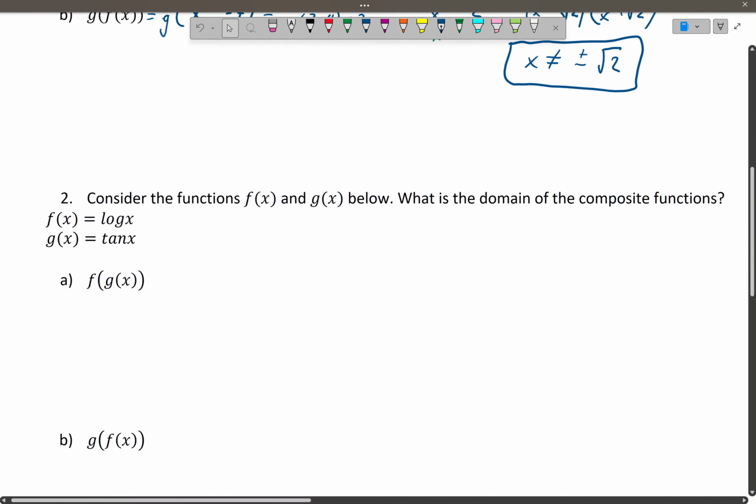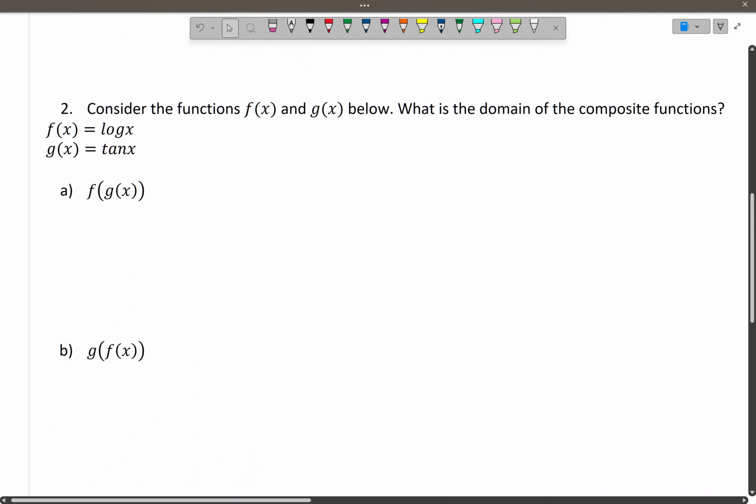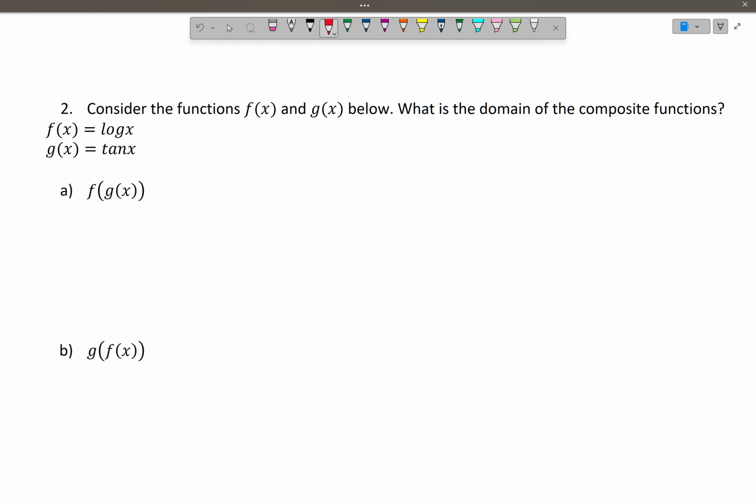All right, let's continue on. Consider the functions f of x and g of x below. What is the domain? So it's the same question. We're going to do this again and again. We're going to have 3 different versions. I recommend you pause the video now and try it out yourself and see how it looks.